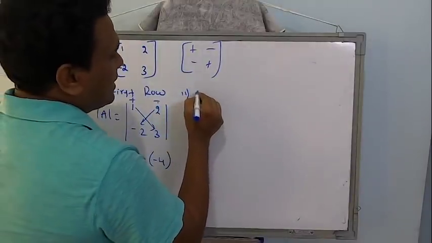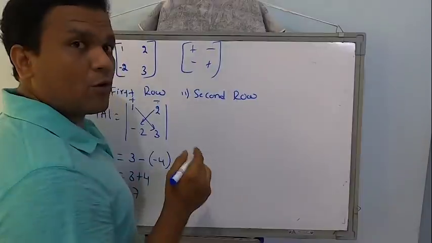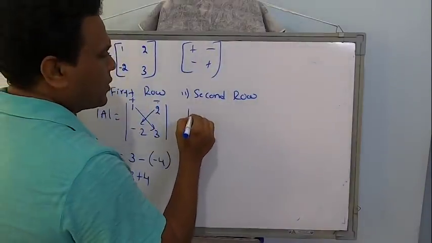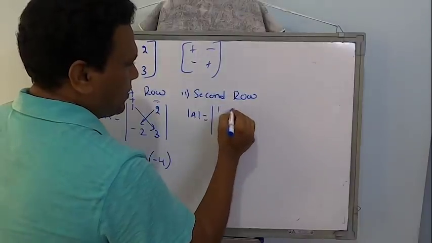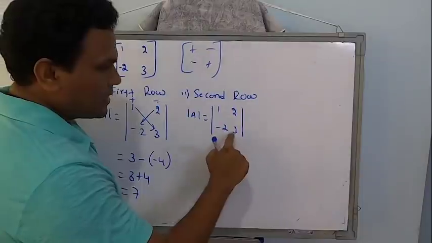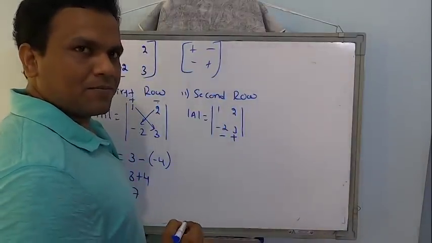Now in the next case, let me expand it from the second row. I want to expand it from the second row now. So the same determinant will be expanded from the second row: 1, 2, minus 2, 3. What are the signs associated with the second row? The signs associated with the second row are minus, plus. Correct?